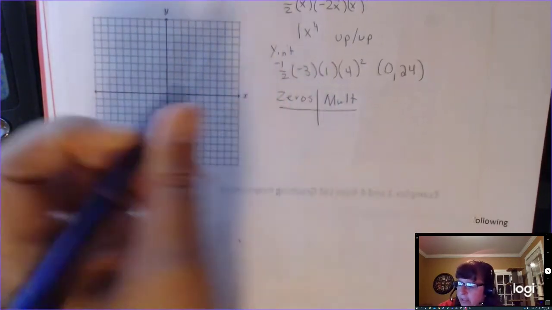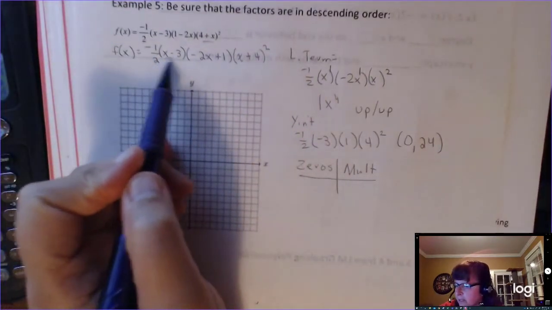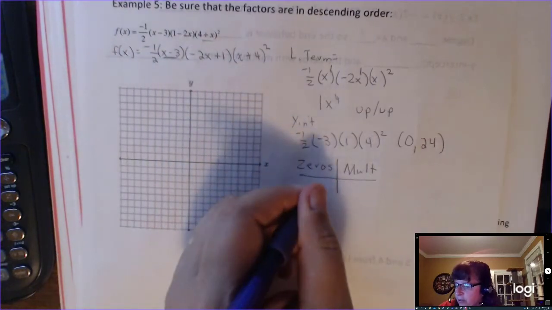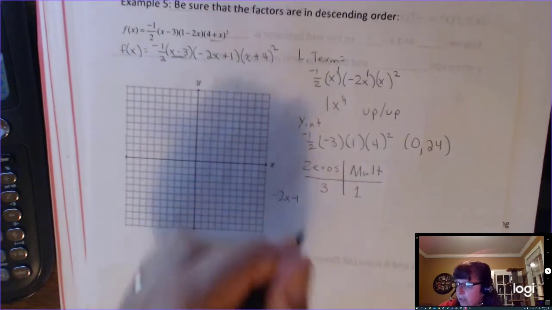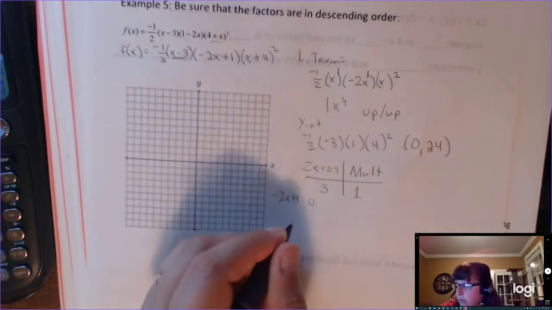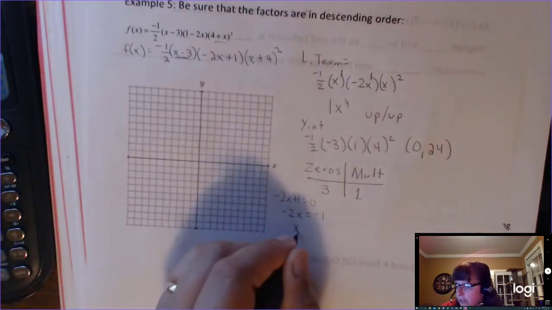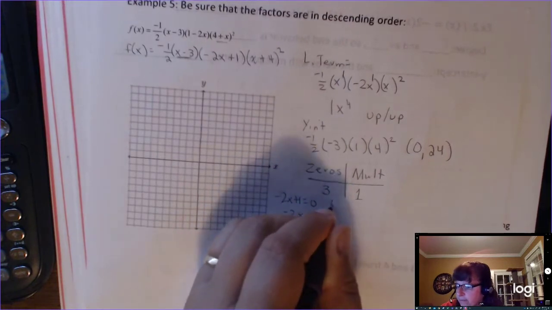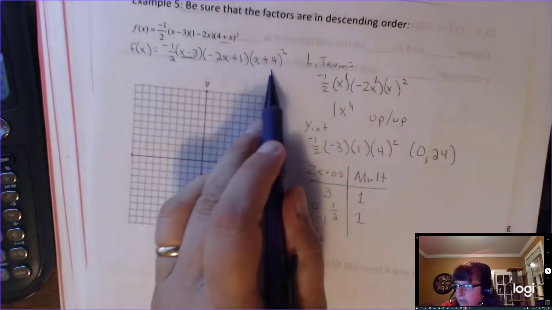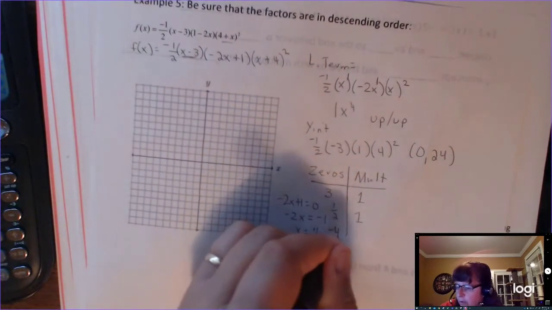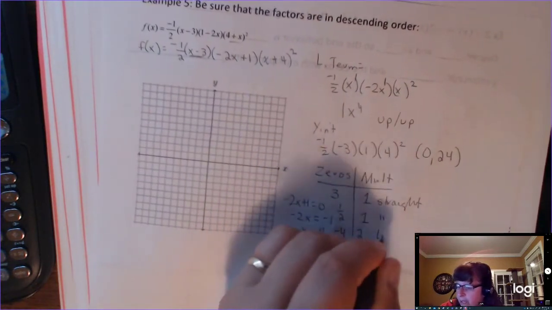and their multiplicity. So this is a constant, not a 0. This x minus 3 is a factor, so the 0 is 3, multiplicity is 1. This negative 2x plus 1 is a factor. So if you set it equal to 0 and solve it, you get negative 2x equals negative 1, and then x equals positive 1/2. Multiplicity 1. And then x plus 4 has a 0 of negative 4, multiplicity 2. So we're going to go straight through these two, but bounce at this one.